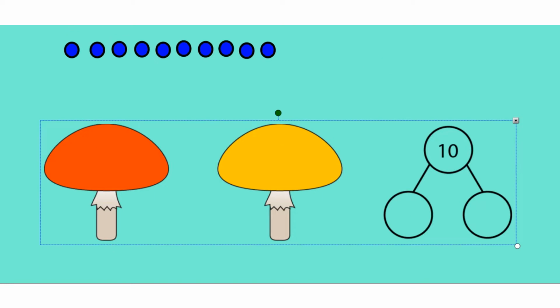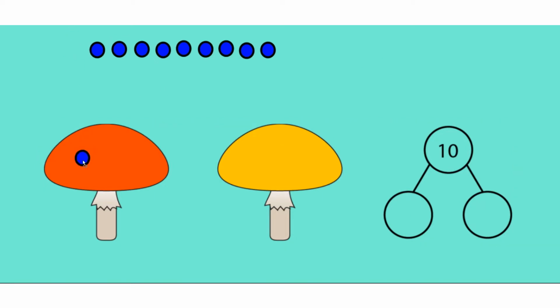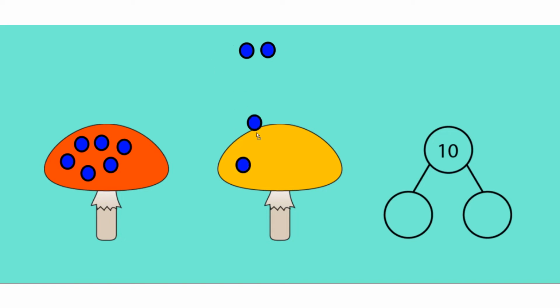So again, I've got my toadstools and my spots. So I'm going to put 1, 2, 3, 4, 5, 6 on this side, and then I wonder how many that's going to be on this side. Bit of a clue left here. 1, 2, 3, 4. So here I have my cherry diagram. So my whole is 10 and my part on my red side is 6, which means my part on my yellow toadstool is 4. So I know 6 and 4 makes 10.